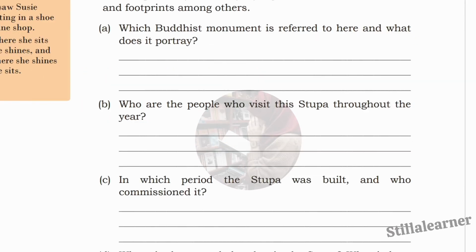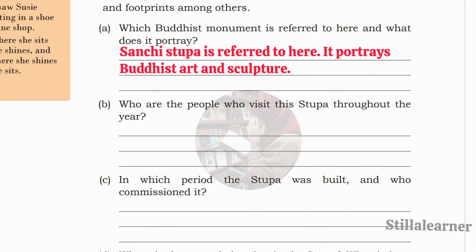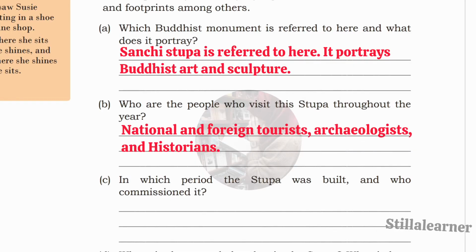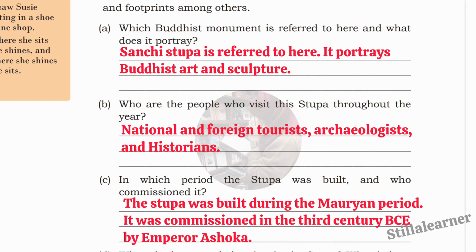So, first question is, which Buddhist monument is referred to here and what does it portray? Answer is Sanchi Stupa is referred to here. It portrays Buddhist art and sculpture. Second question, who are the people who visit this stupa throughout the year? Answer, national and foreign tourists, archaeologists and historians. Third question, in which period was the stupa built and who commissioned it? Answer, the stupa was built during the Mauryan period. It was commissioned in the 3rd century BCE by Emperor Ashoka.